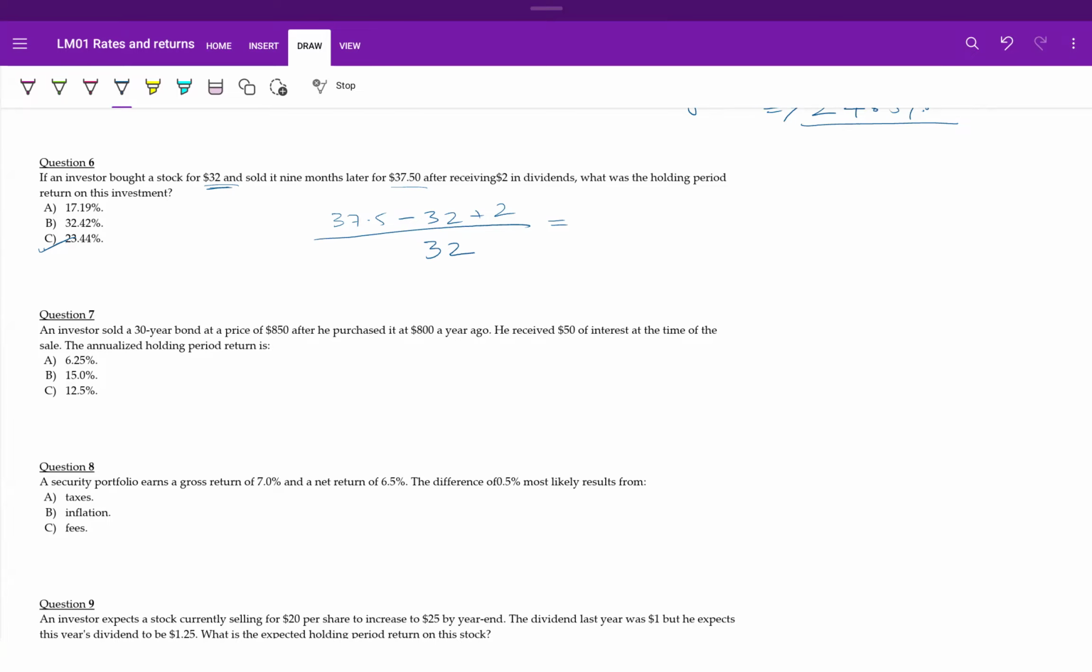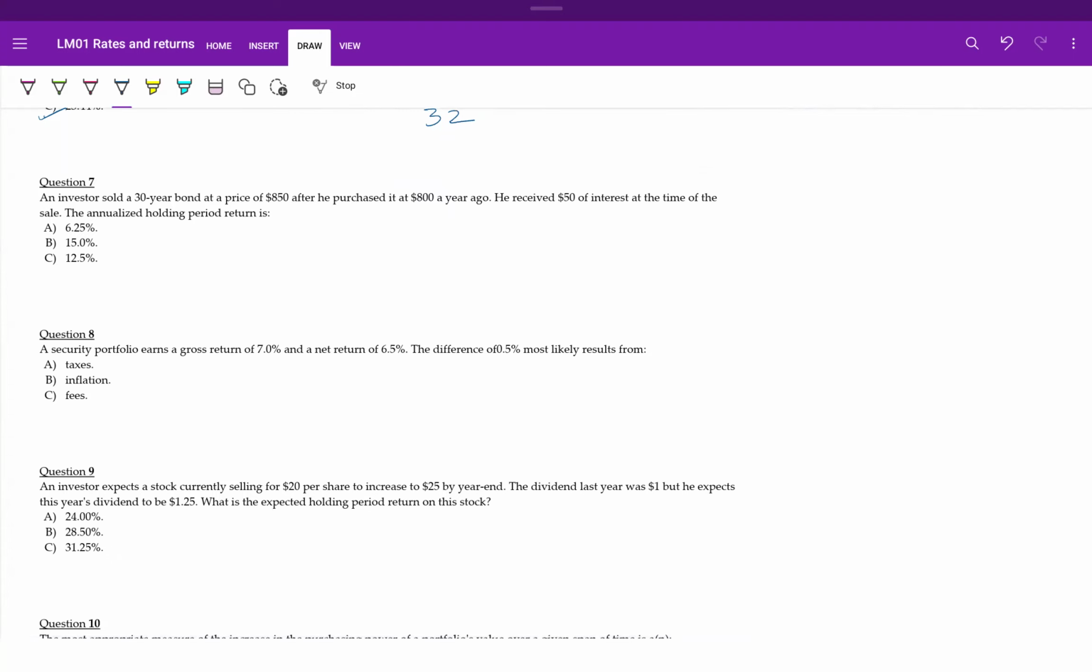Okay, so now let's go to our next question. Question number 7. An investor sold a 30-year bond at $850 after purchasing it at $800 a year ago. He received $50 of interest. What is the annualized holding period return? Again, they are talking about the holding period return. So the formula is: he purchased it for 800, so 850 minus 800, plus 50, divided by 800. This is going to give us a rough holding period return of 12.5%.